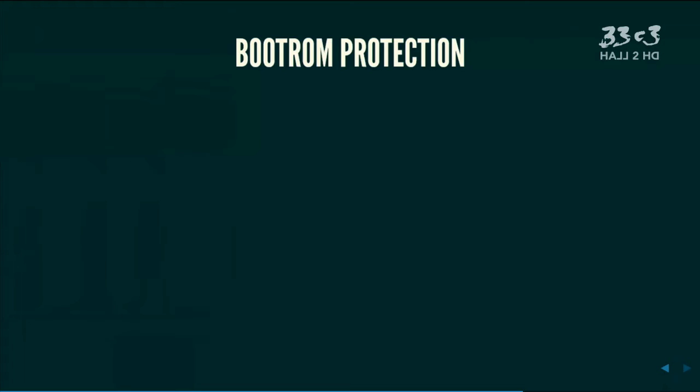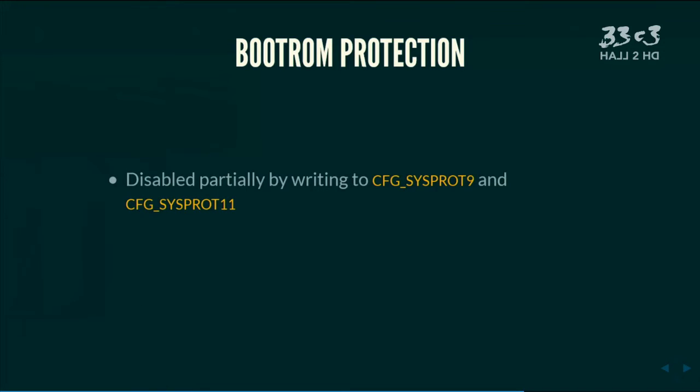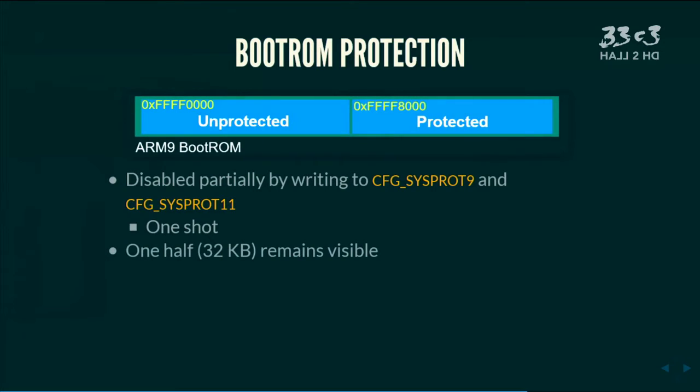Basically, there are two registers that we call config sysprot9 and sysprot11. The boot ROM writes to those registers, and of course, they are one shot. You cannot re-enable the boot ROMs again, because this is not the Wii U. And when it disables the boot ROM, it only disables one half of it. So what you get are two parts of boot ROM: the unprotected part and the protected part.